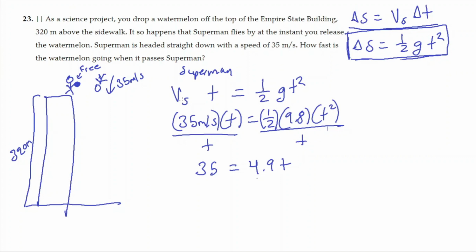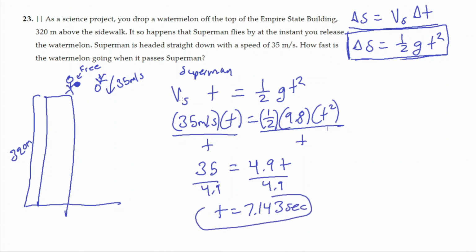35 is equal to 4.9t, in which if we divide both sides by 4.9, we're going to get that t is equal to 7.143 seconds. So the watermelon passes Superman at 7.143 seconds, but we're trying to find how fast the watermelon is going when it passes Superman.